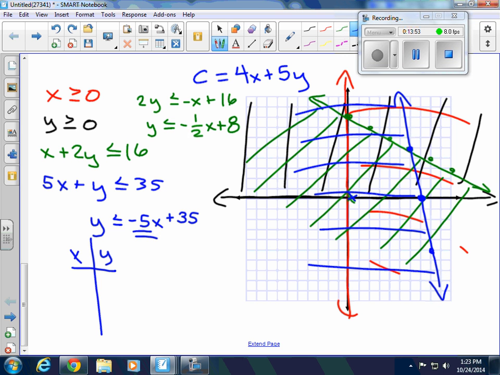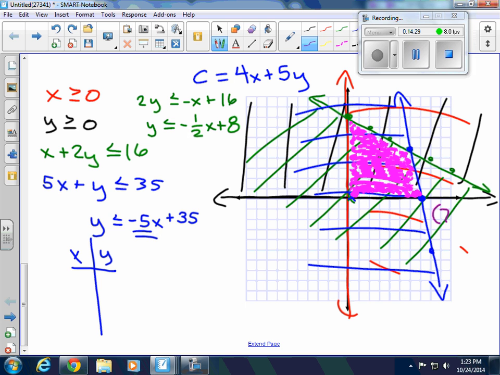So now I have to find my feasible region. It's going to be in quadrant 1, up to the green, over to the blue, back up to the green, over to the red. So it's everything in here. So now what we need to do is write down what those ordered pairs are.